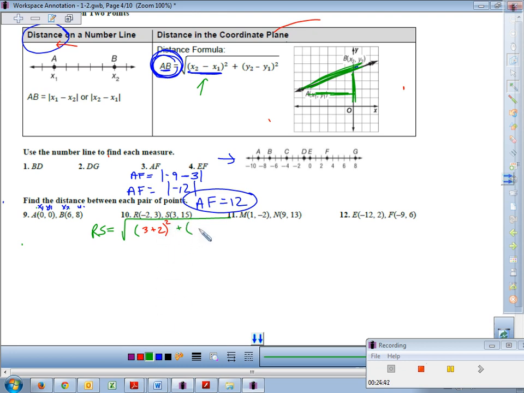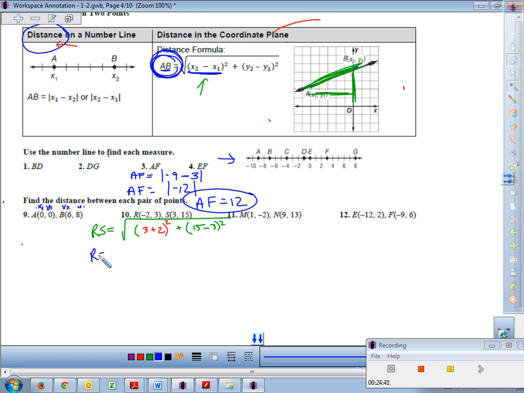Then plus, what's in the next one? What do you want to put? 15 minus 3 would work. Would 3 minus 15 work? Because it's getting squared, it's going to give us the same result either which way. Are we okay with that? Let's clean it up now.